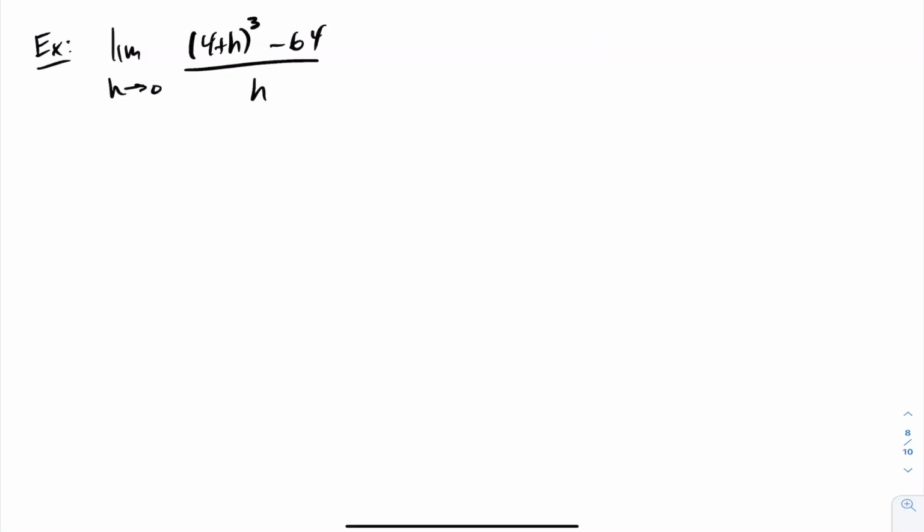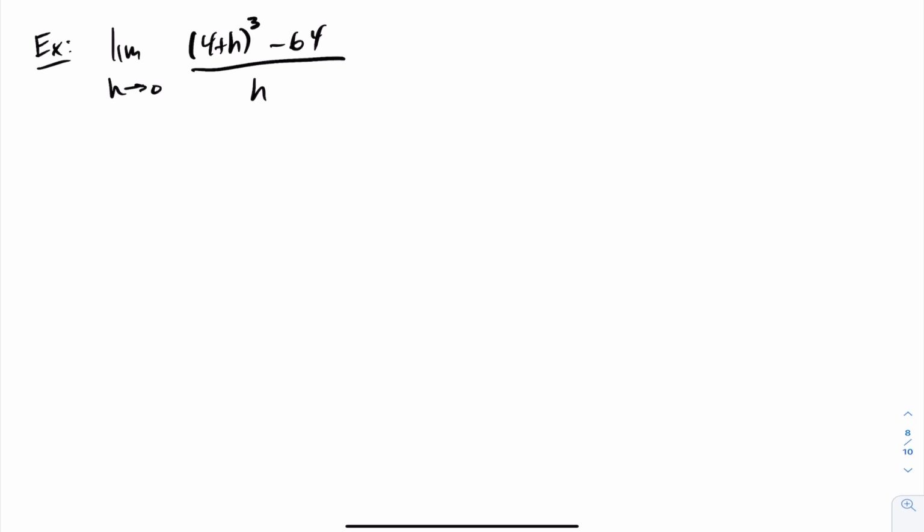In this example here, we want to evaluate the limit as h goes to 0 of 4 plus h to the power of 3 minus 64, over h. Notice they changed the variable to h here. Again, it doesn't always have to be an x. The deal with this one is the same idea. If you put h equals 0 into this, you get 0 over 0. 4 cubed is 64. So because you get a 0 over 0, there must be a factor of h in the numerator and denominator.